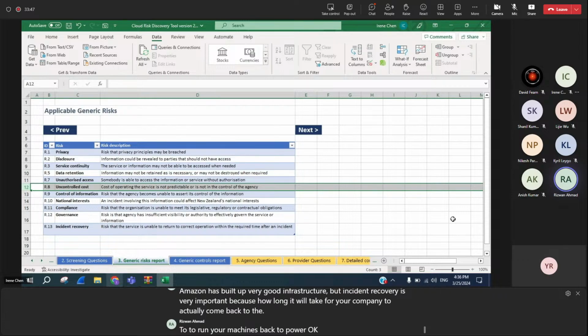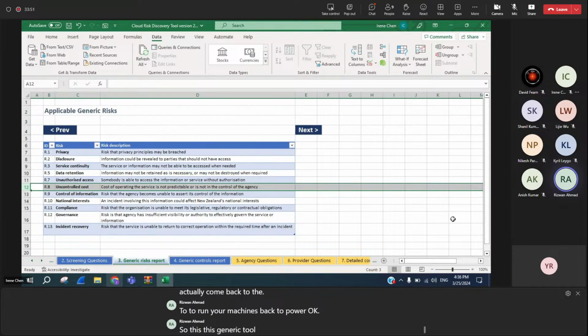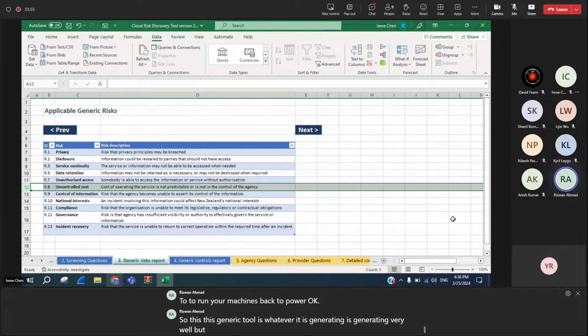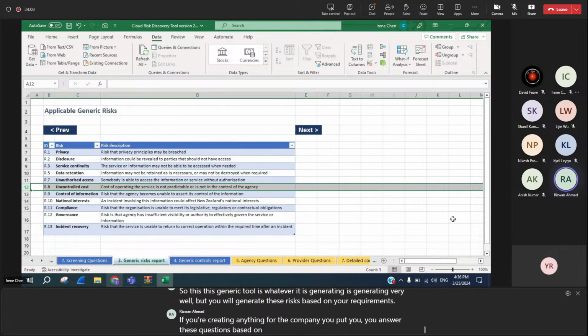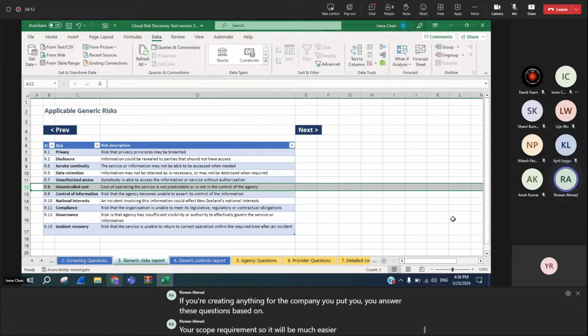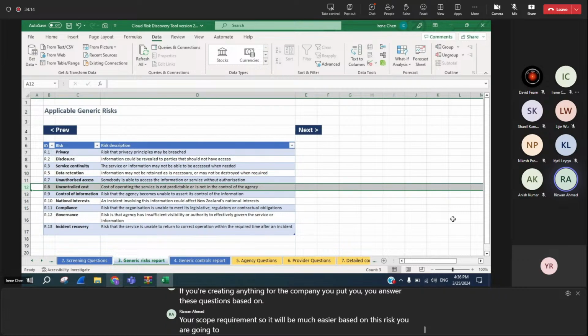So this generic tool is generating very well, but you will generate these risks based on your requirements. If you're creating anything for the company, you answer these questions based on your scope requirement, so it will be much easier. Based on these risks, you are going to build an architecture for the cloud computing and the cloud assignment.